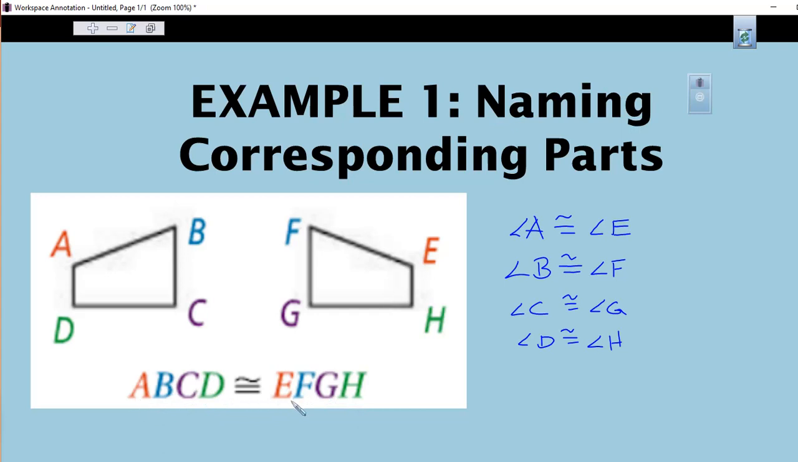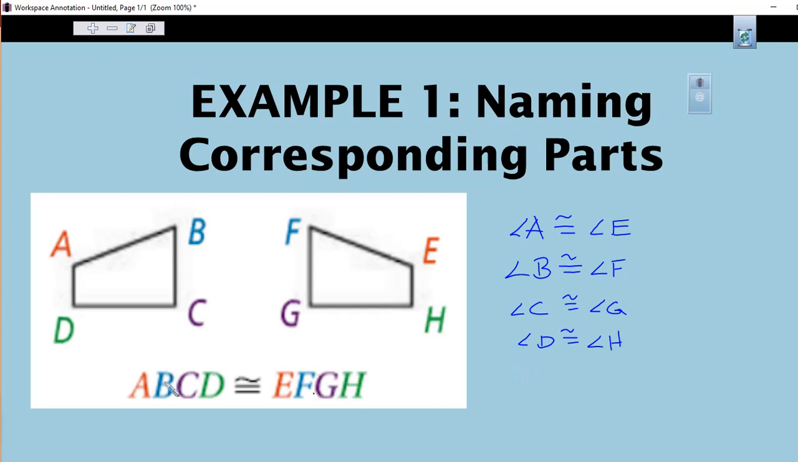A is in the first, E is in the first, so they're both corresponding, they match up. A goes with E, B goes with F, C goes with G, and D goes with H. We can also see that as we wrote ours down here, ABCD matches up with EFGH. Now doing that, we can use it to write down our segments.